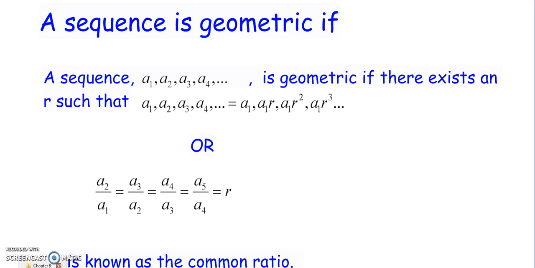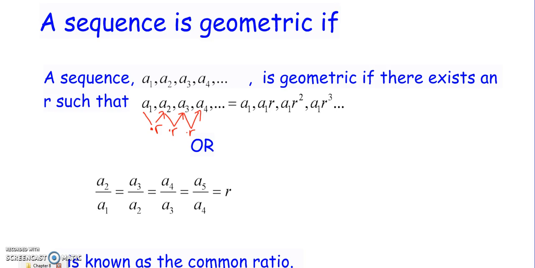So the word ratio is implying multiplication. Essentially, if you have a sequence, a pattern, and another fancy word for a pattern is a sequence, A1, A2, A3, A4, and so on, if there is a value R such that if you take A1 and multiply it times R, you get A2. And you take A2 and multiply it times R, and you will get A3. You take A3 and multiply it times R. So the way you get to the next number in your sequence is you always multiply by some common number that never changes.